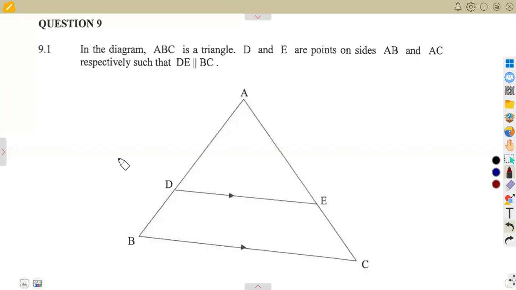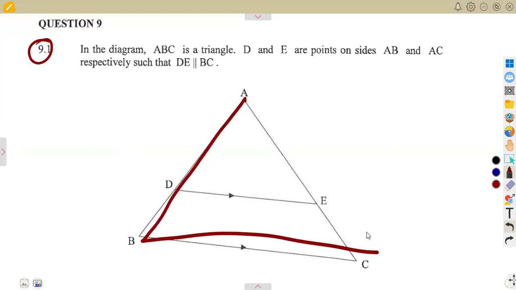So now on question 9.1, remember we are still on our June 2021 question paper, and it's very true that you have somehow gone through this type of question, managed to prove, you remember your proportionality concept. So question 9.1, in the diagram ABC is a triangle.